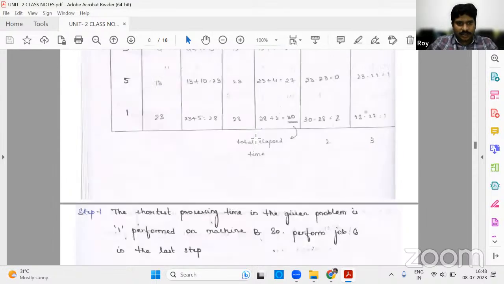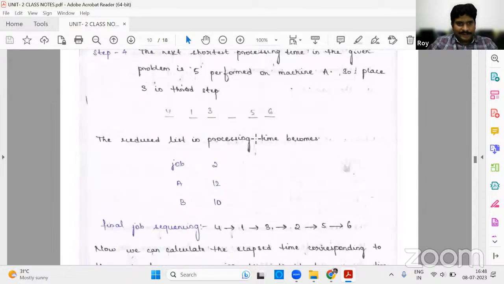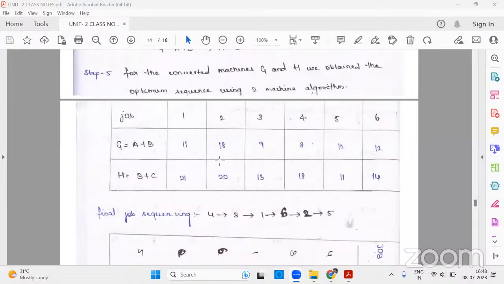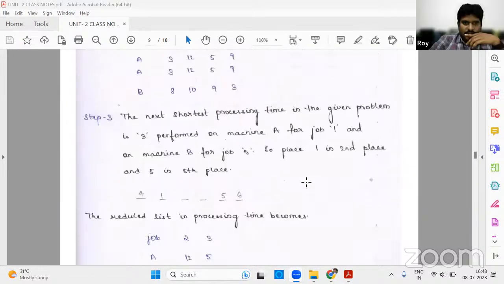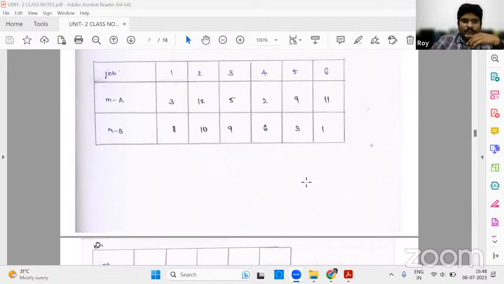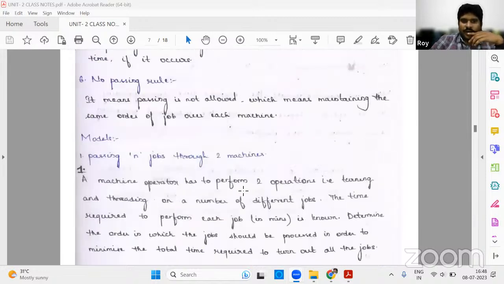Let me show you another question. I think this question is only incomplete. No need to worry. But the order is A to B only. Very good. Thank you. The order is A to B.